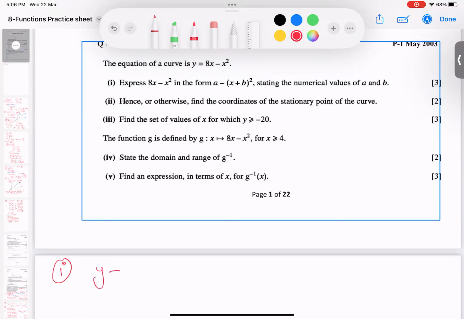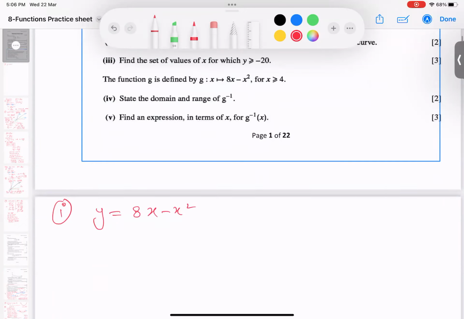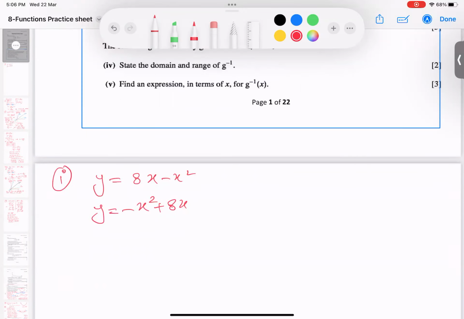y is equal to 8x minus x to the power 2. Reorder. Reorder means minus x squared first, 8x later. And you know it very well according to the criteria. I need the x squared coefficient to be plus 1. But there's not a plus 1, there's a minus 1. So I will take it outside and it will become like this.